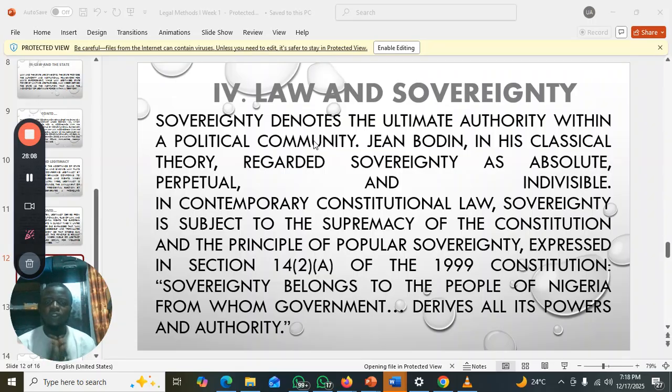In contemporary constitutions, sovereignty is subject to the supremacy of the constitution. So if you want to bring sovereignty and law together, it will be connected to the constitution, where we say the constitution is supreme. This particular constitution we created, we said, is the absolute and supreme power of all laws. Any law that is against the constitution will not be accepted. So that is sovereignty.